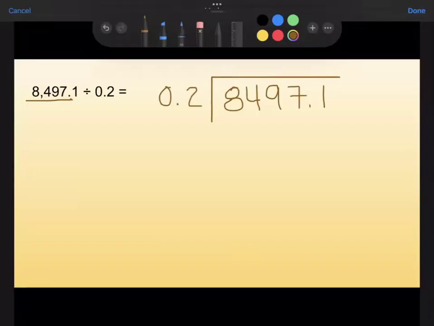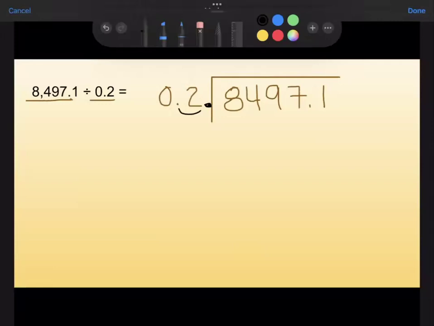Okay, so now, like I said, we don't want to divide by a decimal. What we want to do is divide by a whole number because it's easier. So we're going to be doing some shuffling of decimals to make that happen. What we're going to do is we're going to move this decimal for the 0.2 over one space over here so that we're dividing by 2, which is a whole number instead of 0.2.